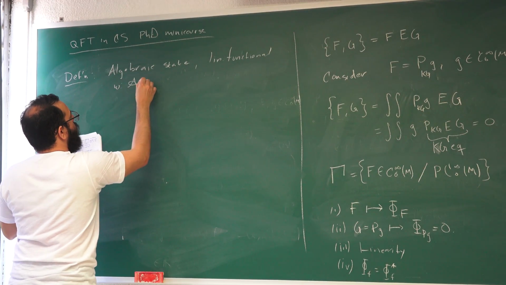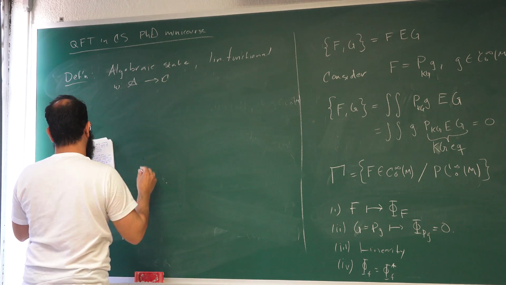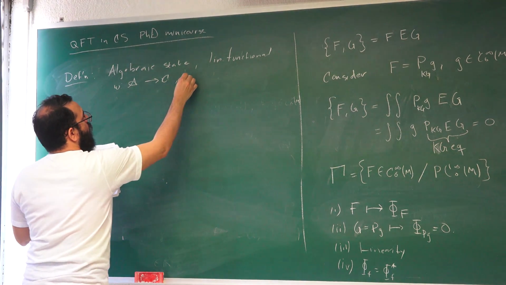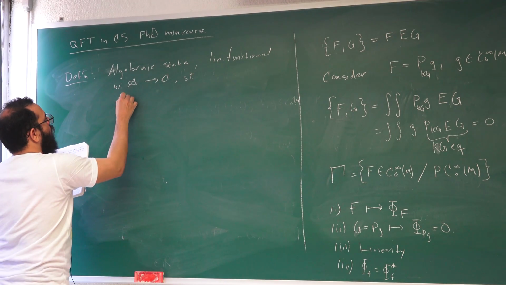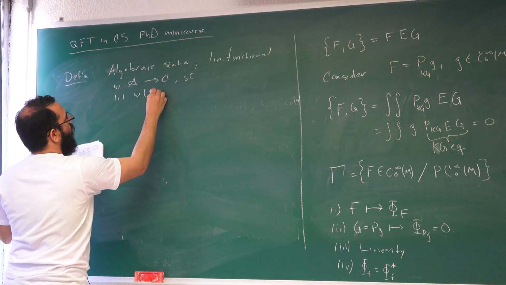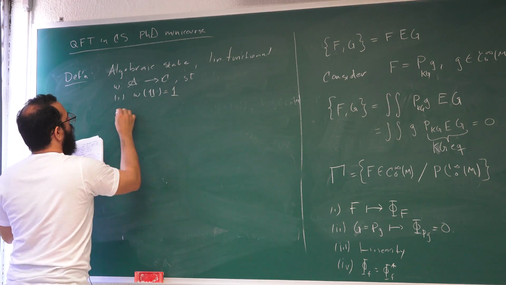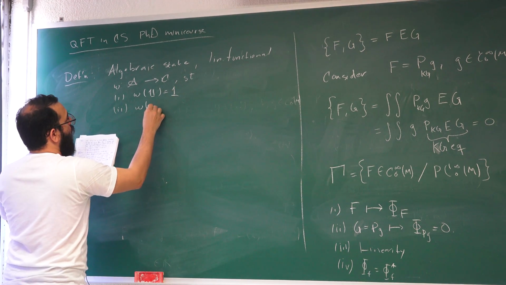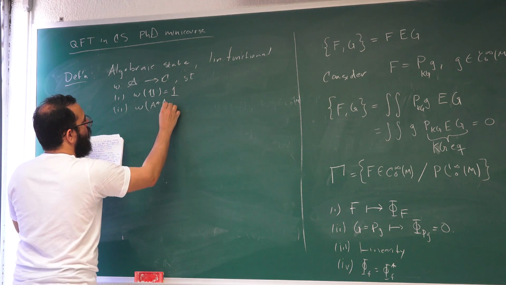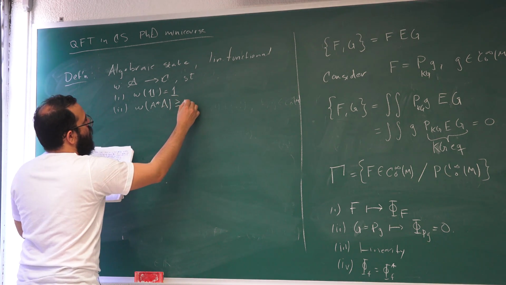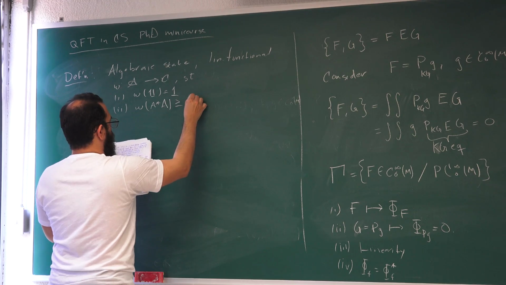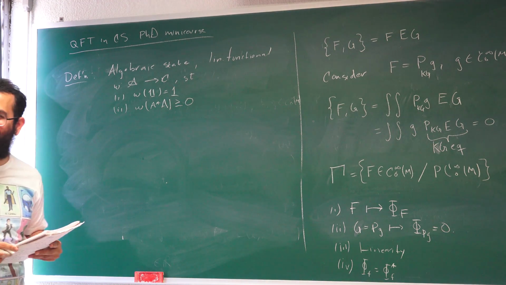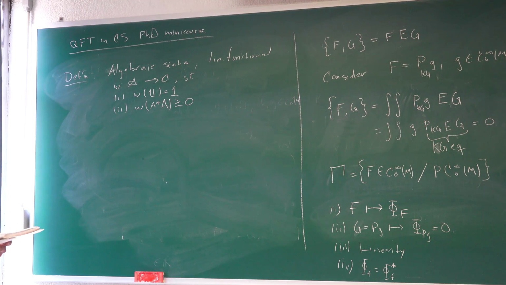Which goes from the algebra to C, right? It's normalized, and it's positive, which I think is a very curious name for this property because it actually means not negative, okay? It's called the positivity property and it means not negative, okay?